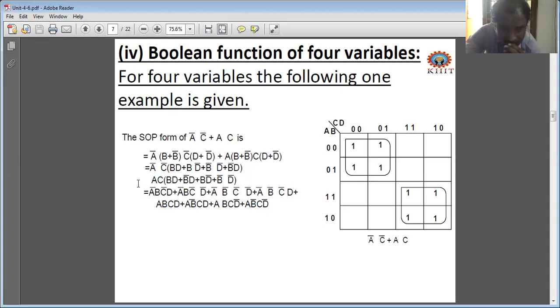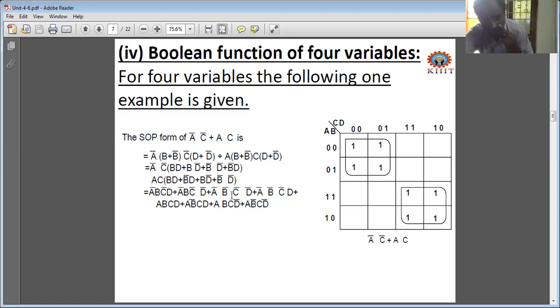So how do you get this? The total expression you can write as one means A bar, B bar, C bar, D bar. One means A bar, B bar, C bar, D. One means A bar, B, C bar, D bar. Here one means A bar, B, C bar, D. Here one means A, B, C, D, like that. If you go in the reverse direction, from this to this, finally you obtain this one, that is A bar, C bar plus AC. First you can write this by seeing this diagram.